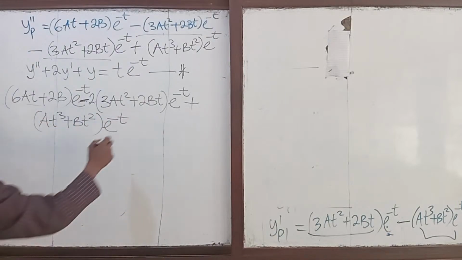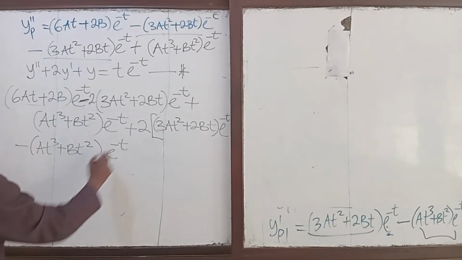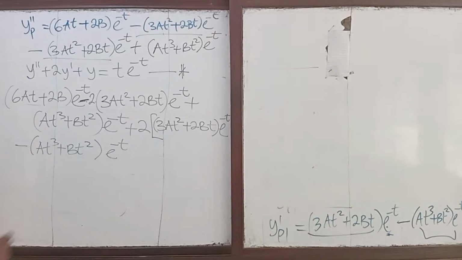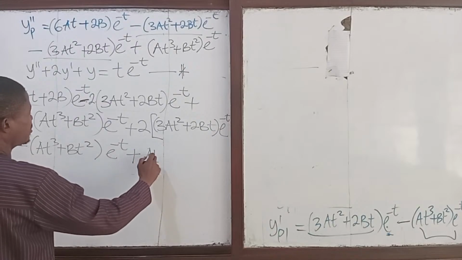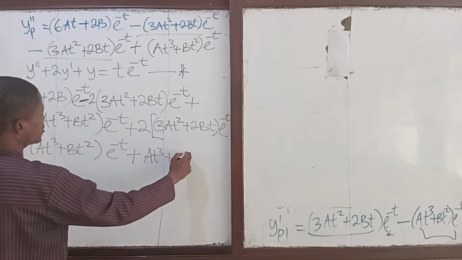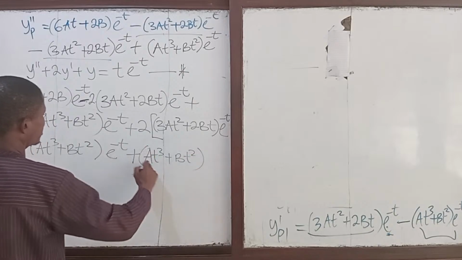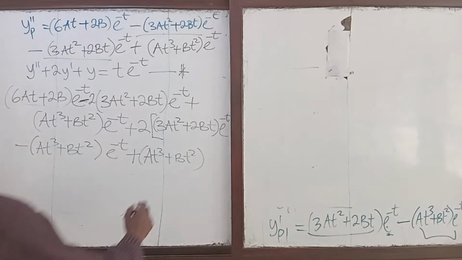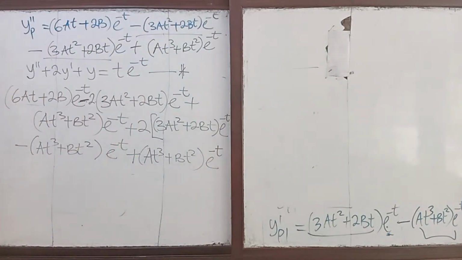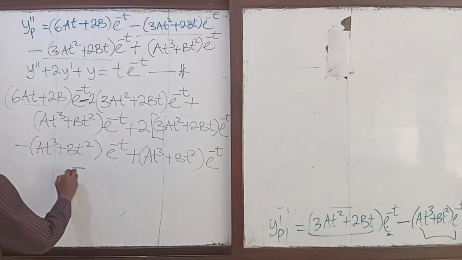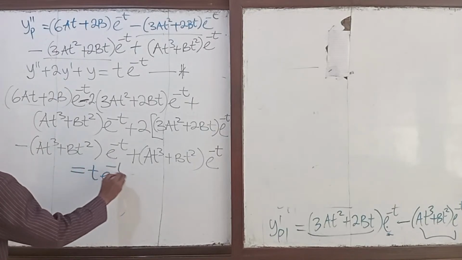Okay. Then plus 2 times first differential. And then plus y. What's my y? That's xt cubed plus bt squared. That's my y, equal to this one.